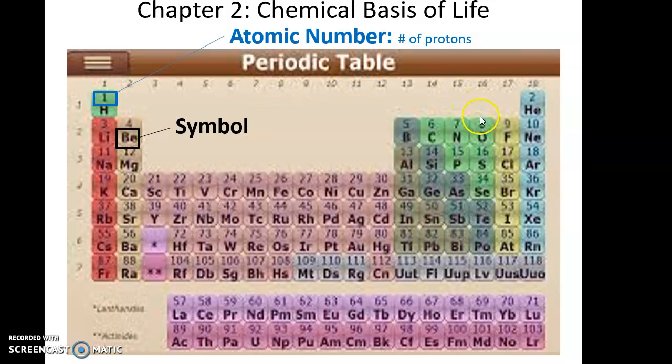Now, again, looking at the periodic table, we can tell how many protons are in an element by looking at the number that's above the symbol. So, number one, one proton. Number two, two protons. And the symbol tells you what element you're talking about. So, H for hydrogen, He for helium. So, one proton, the atomic number for hydrogen is 1. Atomic number for helium is 2, and so on.